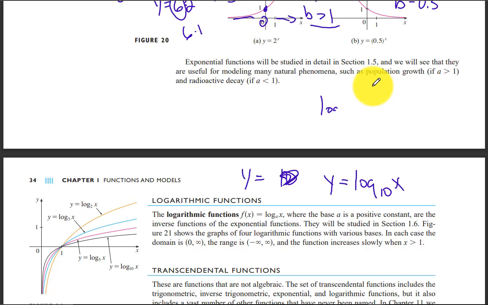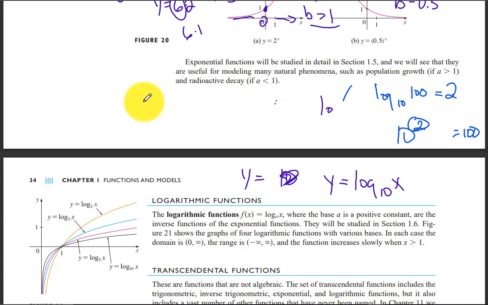So we can do the log base 10 of 100 equals 2. Maybe you remember that. What that means is, what do you have to raise 10 to get 100? What do you have to put up here to get 100? Obviously you have to put 2. So that means this is 2.